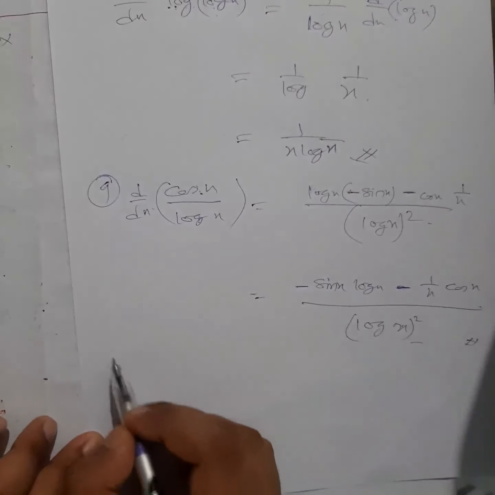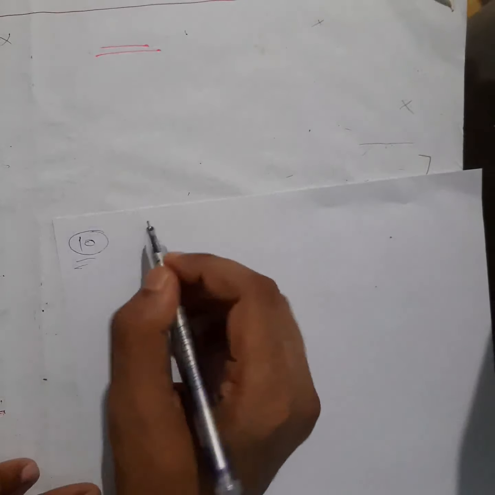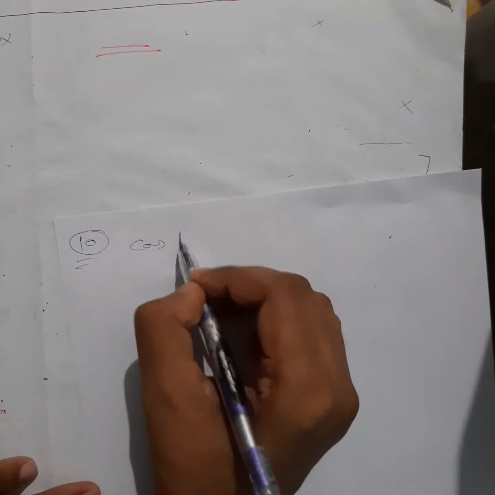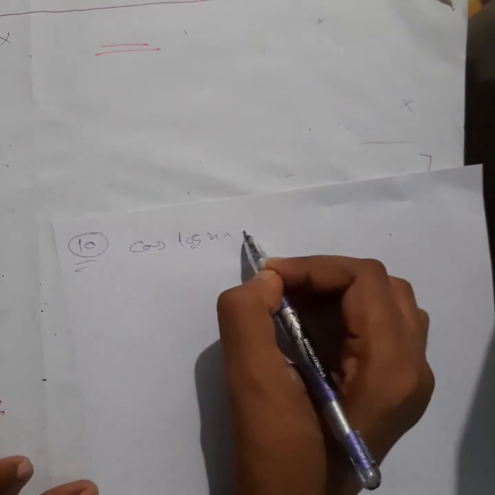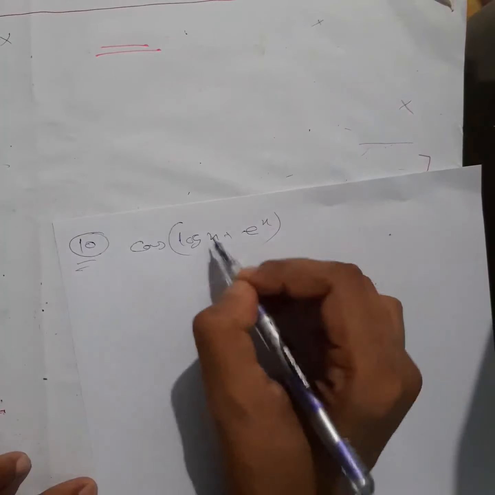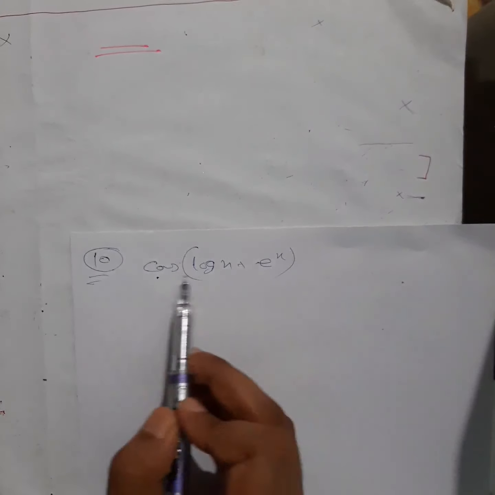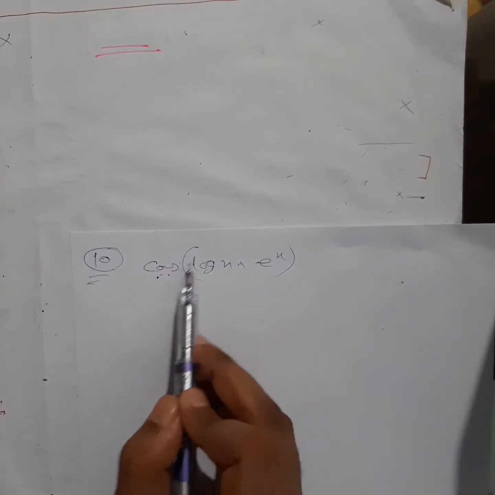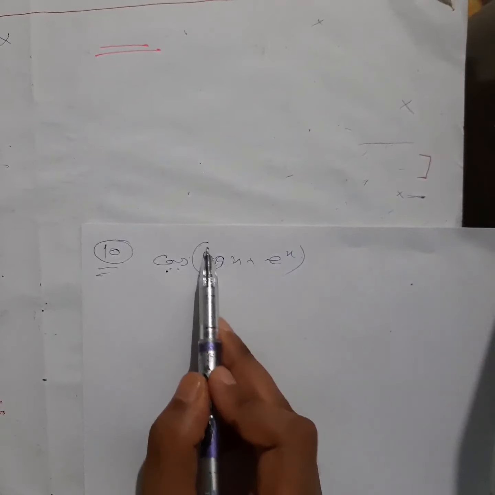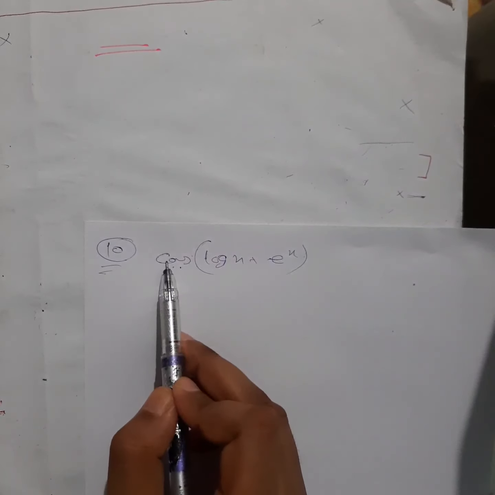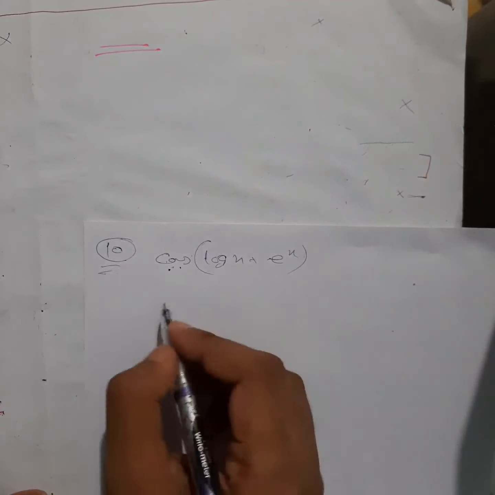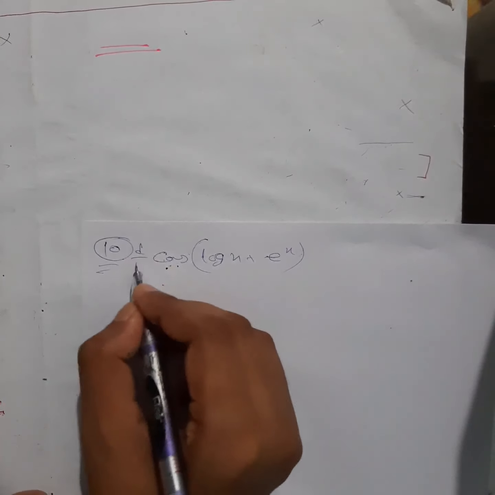Next, number 10, cos of log x plus e to the power x. Again, this is of which form? Cos x form. Cos alone does not have meaning, so cos in bracket you have this, right? So x, this you can take it as x, cos x. Cos x, what is the differentiation? Let me write here, d/dx.